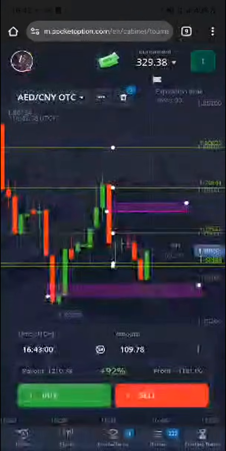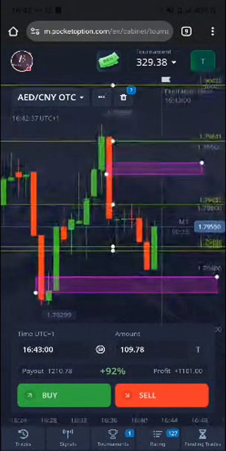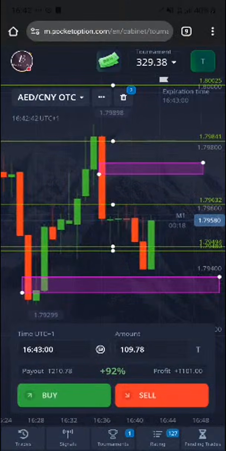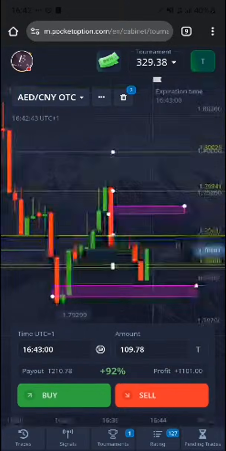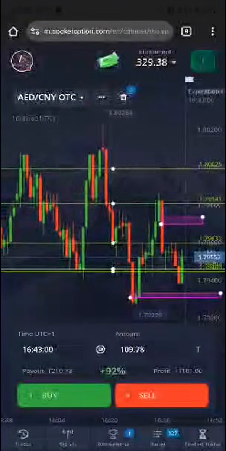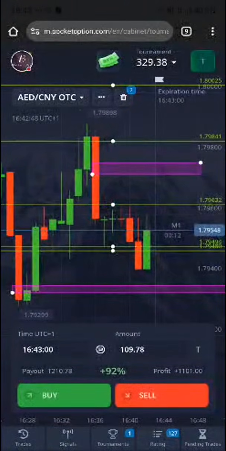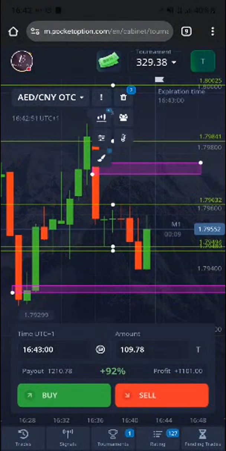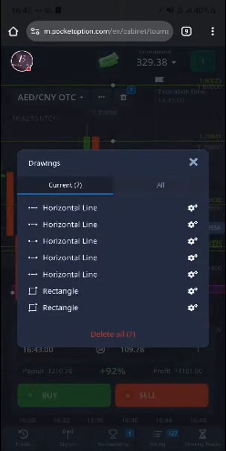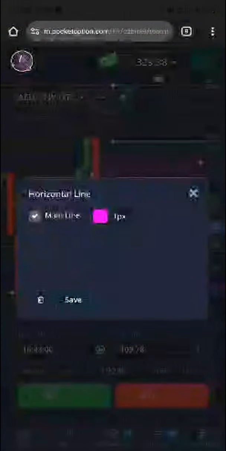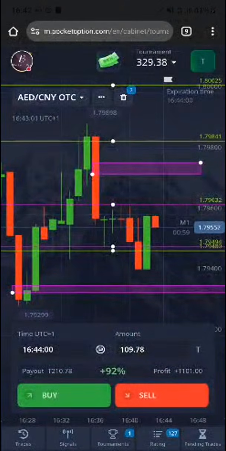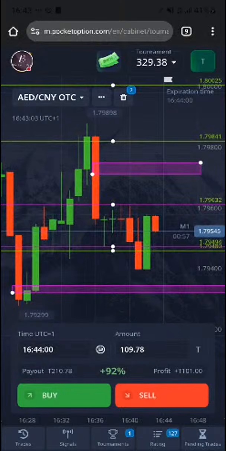Oh, that was a good one, but taking a doji break like this is risky. Let me mark the doji range quickly. Okay, so this is the doji range. We've marked it.